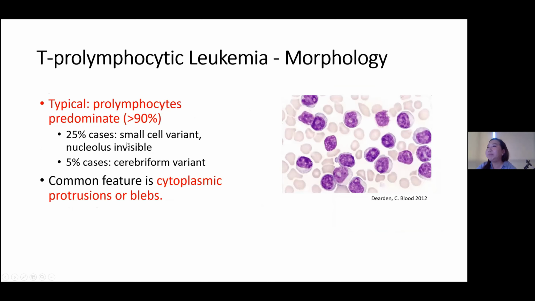And you see the prolymphocytes, just like we talked about the B prolymphocytes, similar morphology, but they can also have some variation, like a smaller cell. They can have cerebriform nuclei, where it's more convoluted. But the common feature is the cytoplasmic protrusions or blebs.